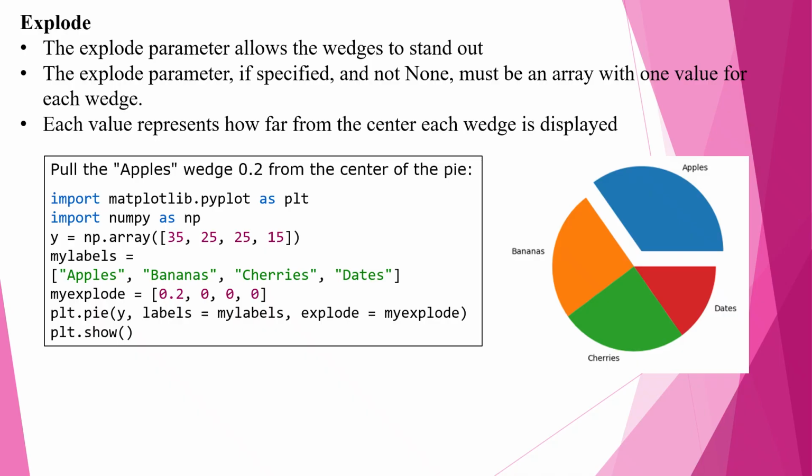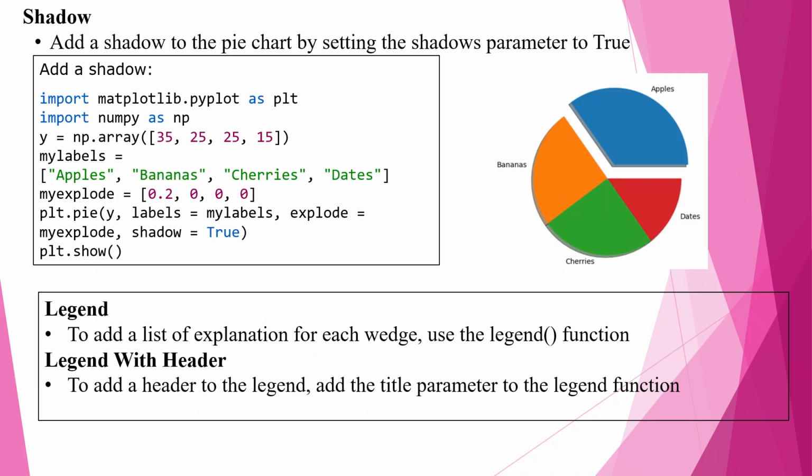In this case, only the apple's slice is given a value of 0.2, so it is moved slightly outward while the other slices remain in place. This technique is useful for emphasizing important categories in the data and making the chart more visually engaging.